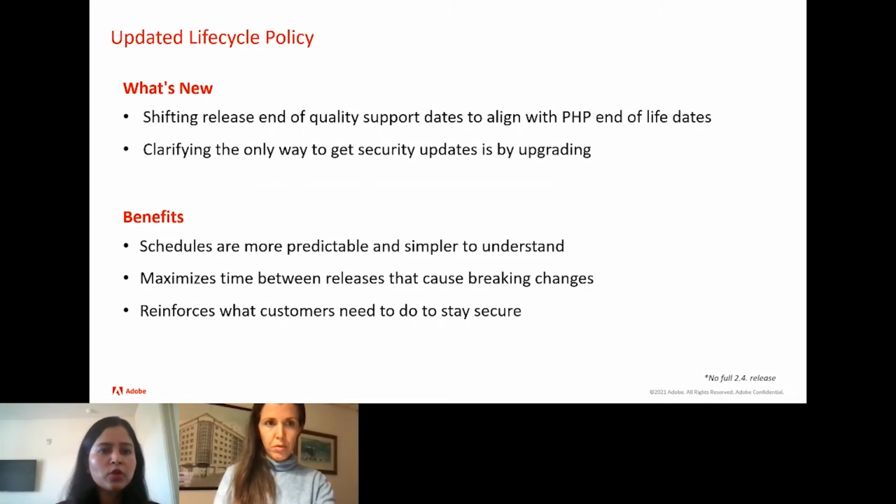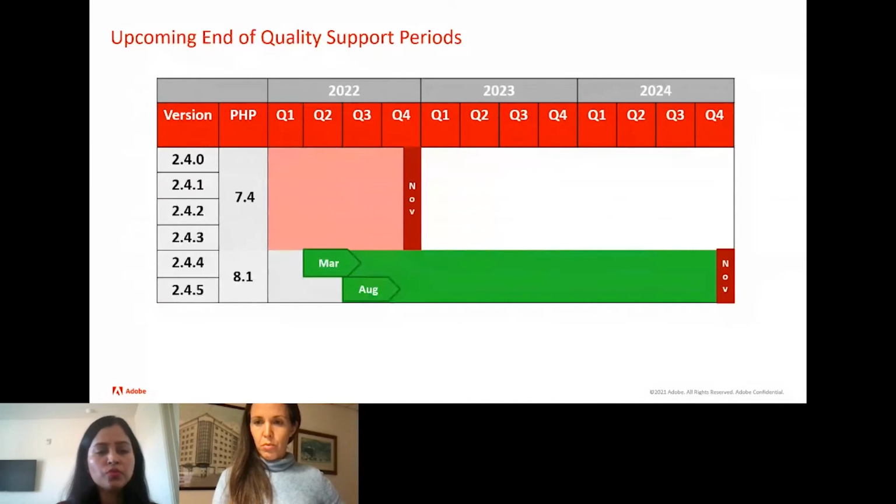So here is a snapshot of our upcoming end of quality support period. As you can see, these are for the versions that we currently support and the versions that we will be releasing next year. So let's start with versions 2.4.0 to 2.4.3, which are based on PHP 7.4. The end of quality support for these versions will be based on end of life of PHP 7.4, which is in November 2022. So what that means is that 2.4.0 to 2.4.3 would be supported until the PHP end of life date of PHP 7.4, which is November 2022.